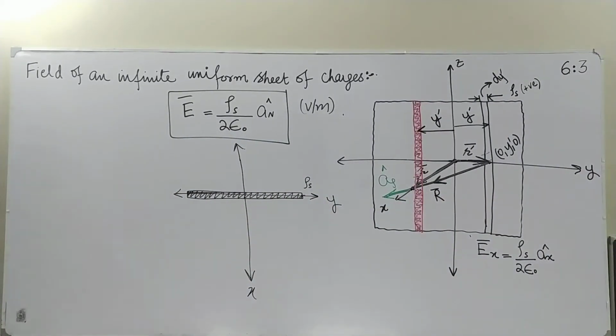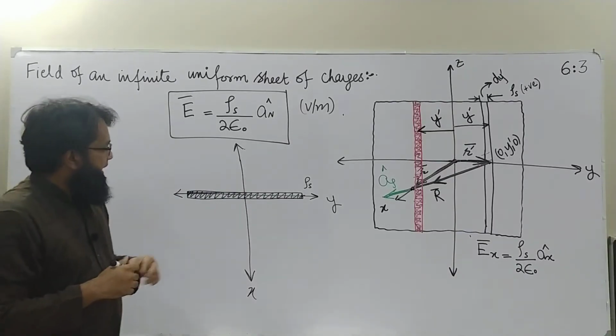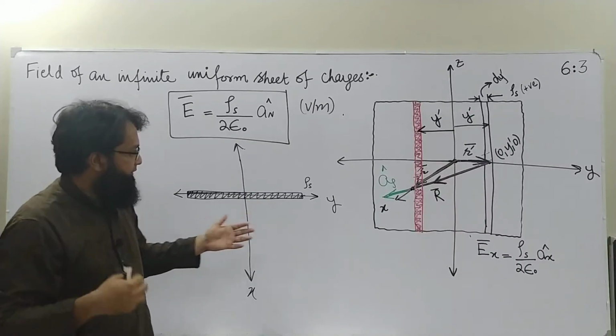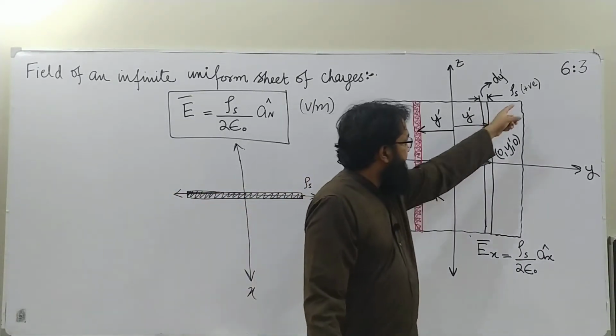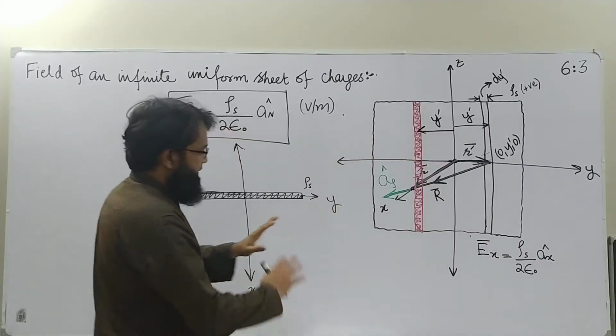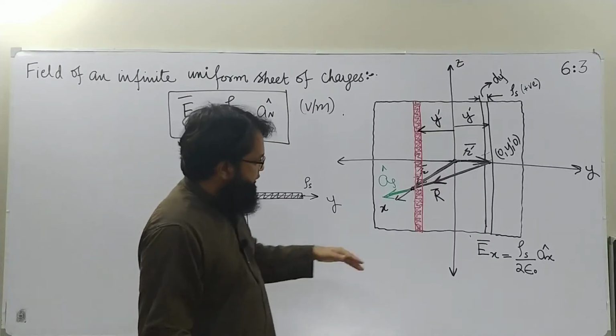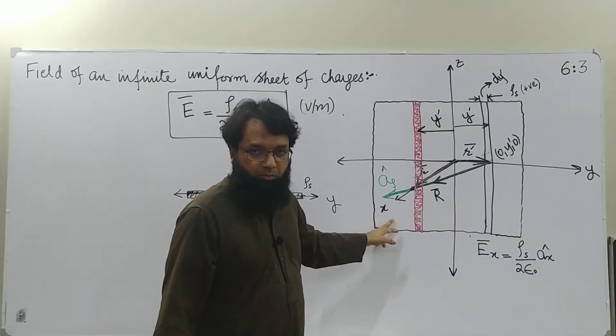Welcome to the third lecture of week 6, where we are going to elaborate a little further on the field of an infinite uniform sheet of charges. In the last class we had derived an expression for an infinite sheet which is characterized by its surface charge density, and we decided to put that sheet on the x equals 0 plane.